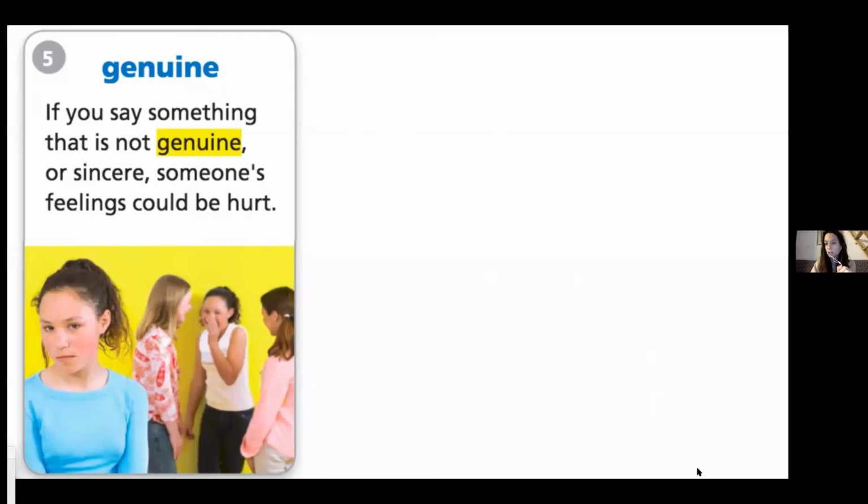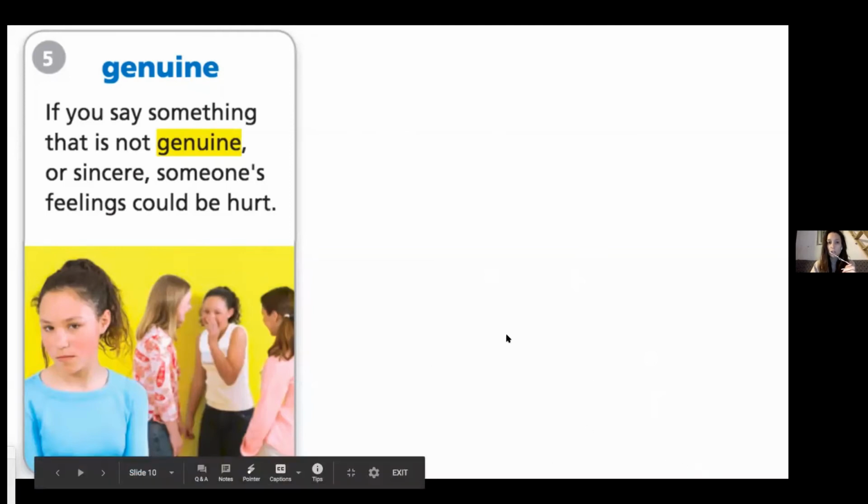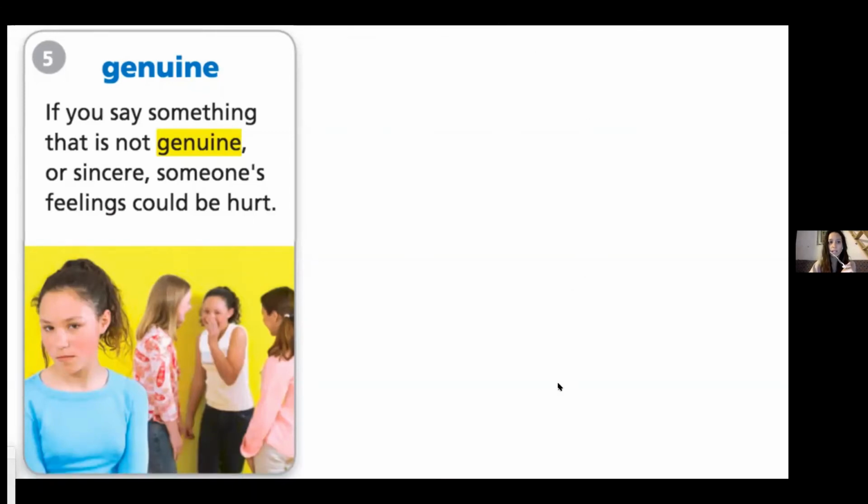Okay, Feng Dao, do you see a synonym for the word genuine in this sentence? What do you think? If you say something that is not genuine or sincere, someone's feelings could be hurt. You are saying not good things about someone. Okay, but look at the sentence. Do you see a word that is a synonym for the word genuine? Sincere. Yes, sincere.